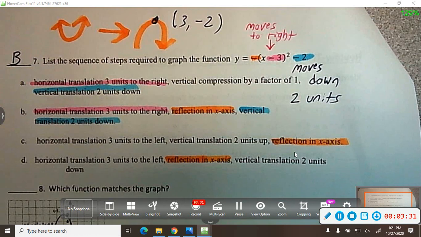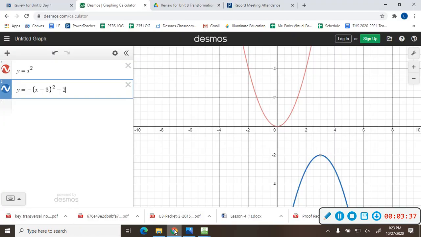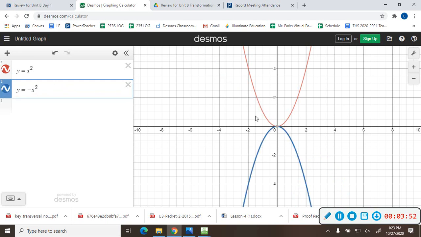I also want to just take a second and remind you that you'll have access to Desmos during the test. So this is what we call the parent function, y equals x squared. And so we could see first, what does the negative do? If I just type in negative x squared, we can see that it's reflected over the x-axis. That's what the negative does.